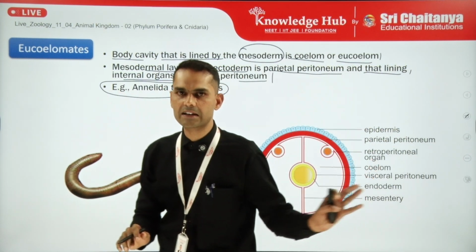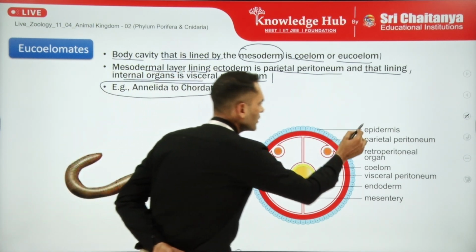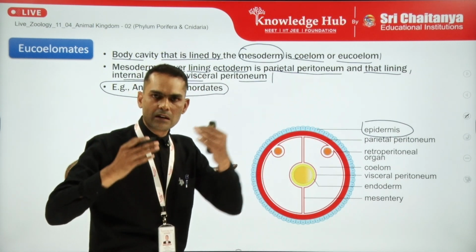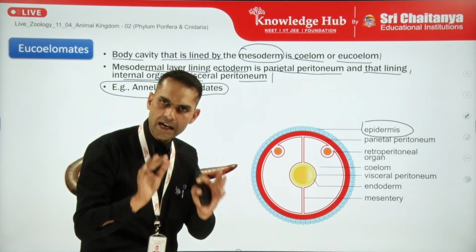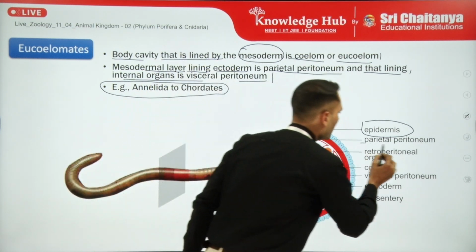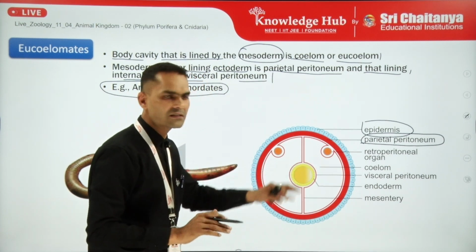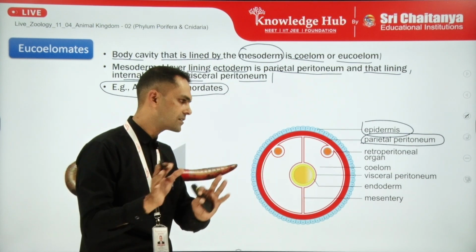Now you can understand the definition in this diagram that epidermis is the outermost layer and the parietal peritoneum, that is the lining of the body cavity, inside body cavity, we call it as parietal peritoneum. So lining of the body cavity is of mesodermal origin. Retroperitoneal organs are those organs which are attached one side to the body cavity lining. So that is a different case.